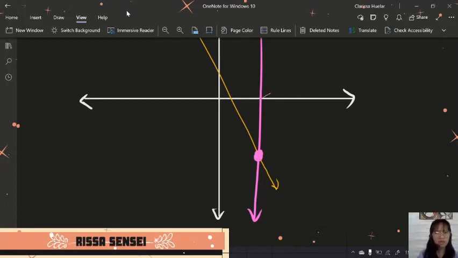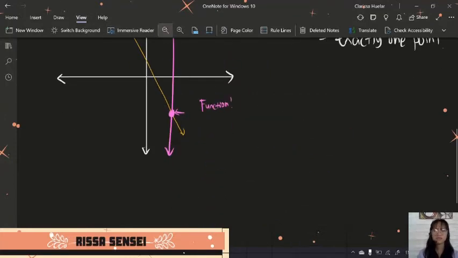Hindi counted ito ha. Kasi sinasabi, ma'am, dalawa intersection. Hindi, kasi ang dinaanan nitong vertical line na to ay yung x-axis, ay yung x-axis naman is not part of the graph. So, ang tinitingnan lang natin dito, yung intersection of the yellow line and the pink line. So, ang intersection nila ay isa lang. There is only one intersection. Therefore, this graph here is a function. And I'll give you another example.